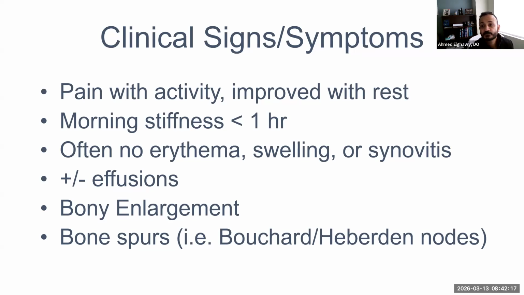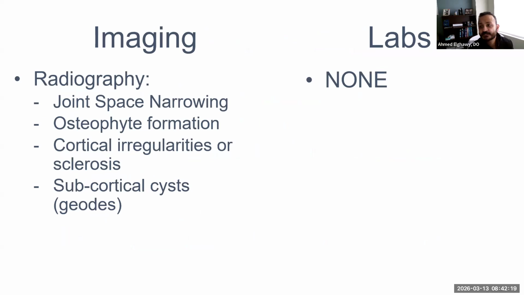osteophytes. On radiographs, you're going to see joint space narrowing, and that's because you're losing some of the cartilage, and then as the bones start to get closer, they may rub more. You may see sclerotic changes along the surface of the bone. You might see osteophyte formation, cortical irregularities, and sometimes you can see subchondral or subcortical cysts just underneath the joint line, and we call these geodes.